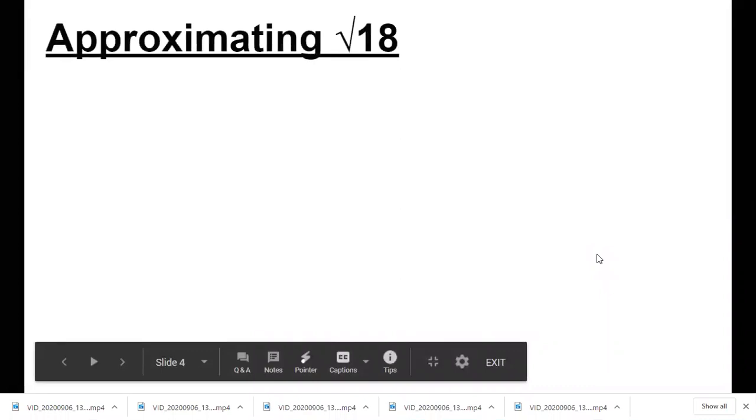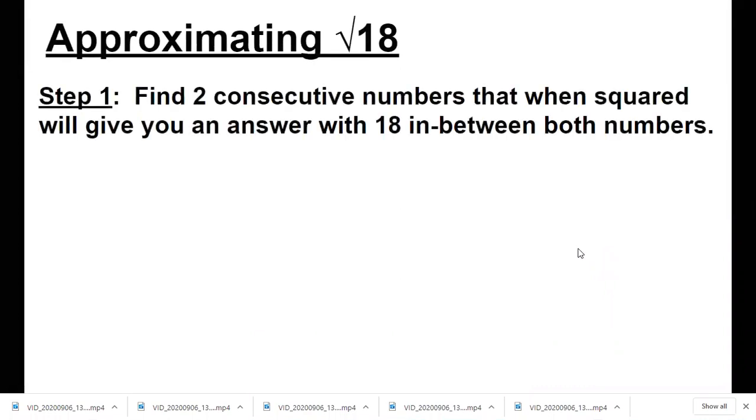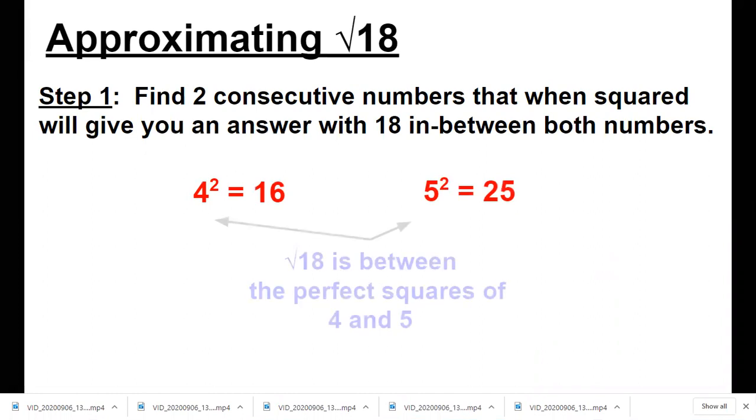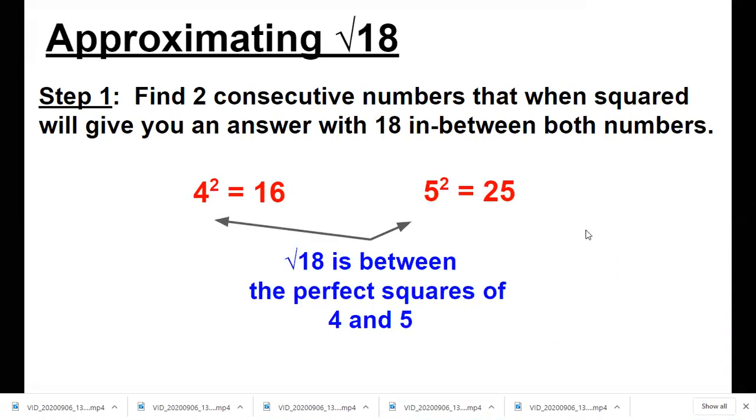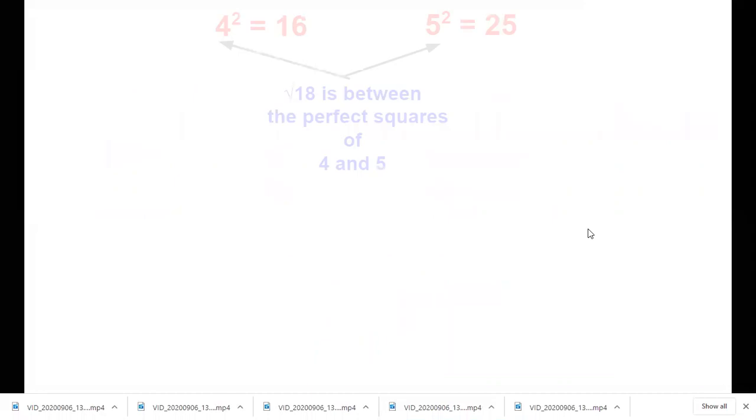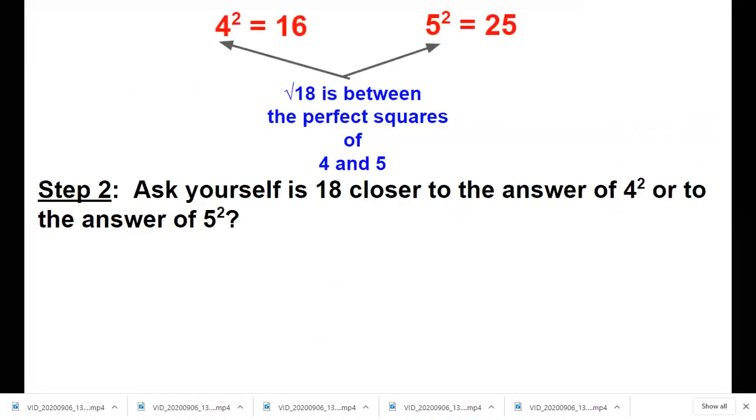So we're going to approximate square root of 18 first. This should be coming pretty easy for you now, hopefully. Find two consecutive numbers that when squared will give you an answer with 18 in between both numbers. Look at your doubles. 4 squared is 16 and 5 squared is 25. 18 is going to fall between there, between 4 and 5. So step 2 is to ask yourself, is 18 closer to the answer of 4 squared or to the answer of 5 squared? You should say it's closer to 16 than it is to 25.